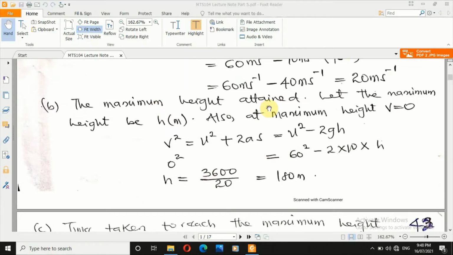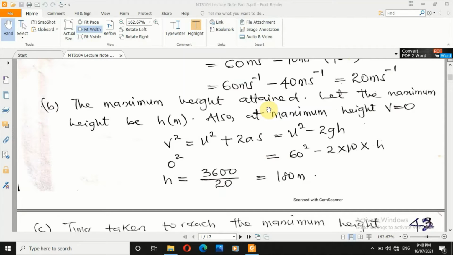The maximum height attained, let the maximum height be h meters. Also, at maximum height, final velocity is 0. So let's use the equation, which is v squared equals u squared plus 2ax. So for this now, we have u squared, then we have a to be minus g, then we have 2. Then the displacement here is the height. You agree with me? It's height. Displacement here is the same thing as the height, because the object is going vertically upward.